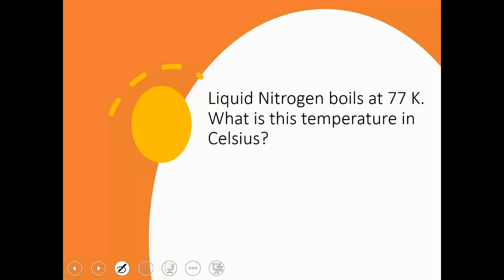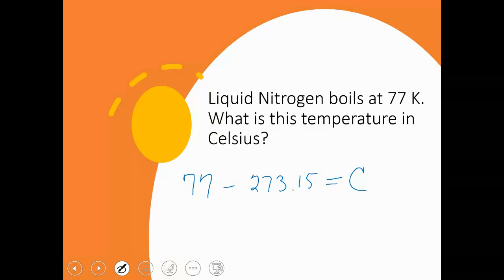Here's a little practice for you. Liquid nitrogen. I don't know if you've ever seen that in the Night of Science or in any other science show. It's very fun. But it boils at 77 Kelvin. Okay, what's that temperature in Celsius? So pause this, do that conversion. And so when we do that conversion, we would have to take the Kelvin, which is 77, subtract 273.15, and that'll give us the Celsius.